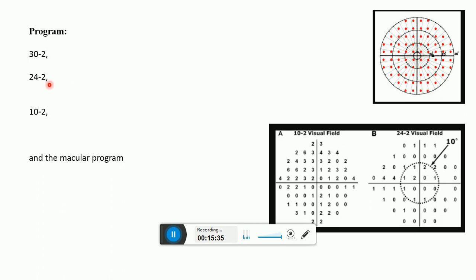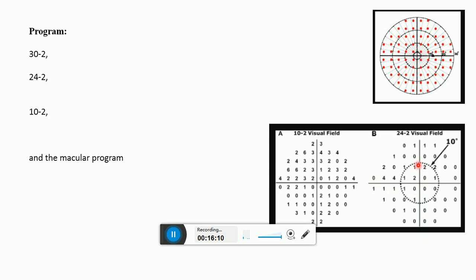Next is 24-2 visual field. This test is a subset of 32 where the outermost points are eliminated. The remaining two nasal points are retained to look for nasal steps in glaucoma. It tests 54 points. This is the 24-2 visual field. In the nasal area, 2 points are left to check for nasal steps in glaucoma.